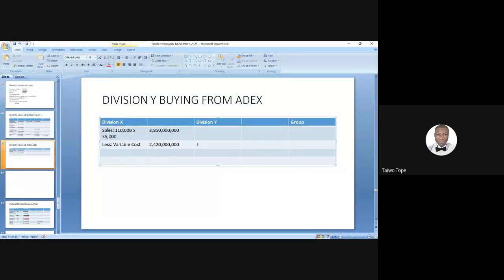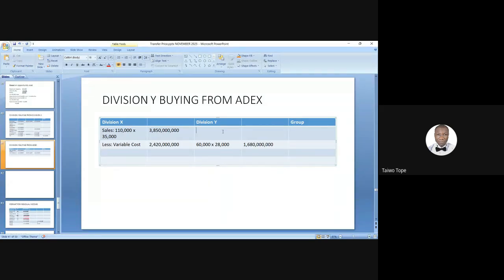So now, for division Y, they are still buying 60,000, isn't it? From ADES. How much is ADES selling one tire at? Check the question. 28,000. So that will be a variable cost to them. 60,000 multiplied by 28,000. You're going to have what? 1,680 million. So you have 1,680.